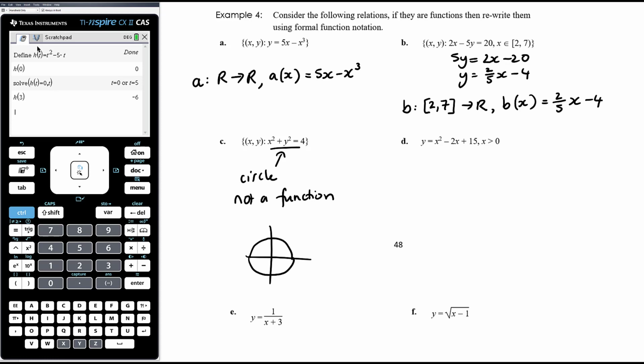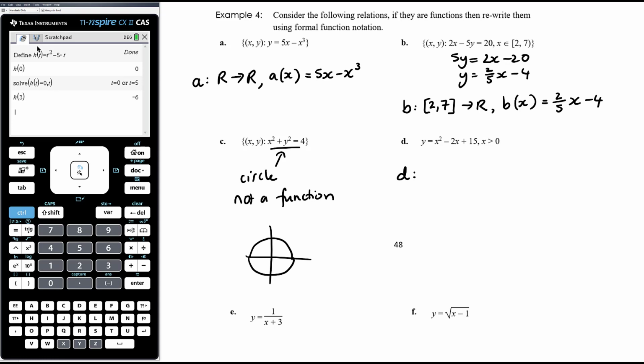D, that's a quadratic function. So it's a quadratic, and quadratics are all functions. And we've got the rule there, and we also know that it's only when x is bigger than 0, so that's the domain. So let's have function D. The domain is where x is bigger than 0.